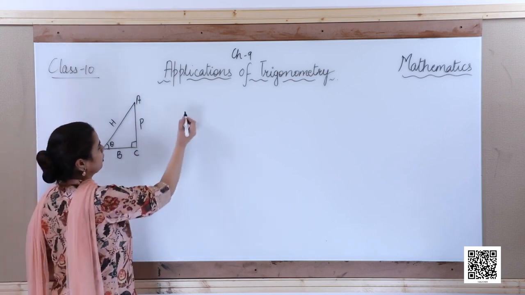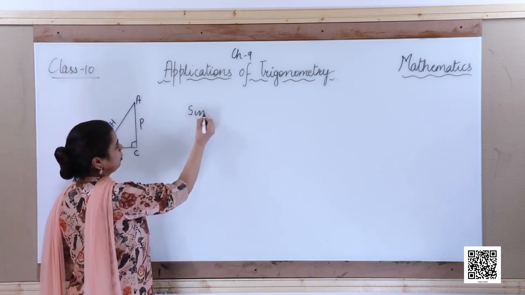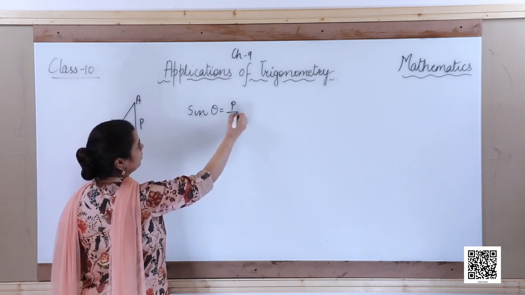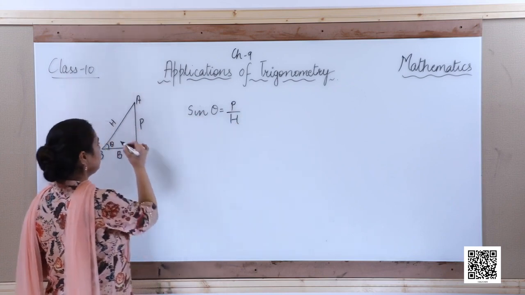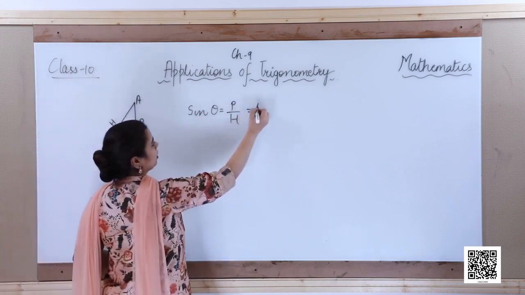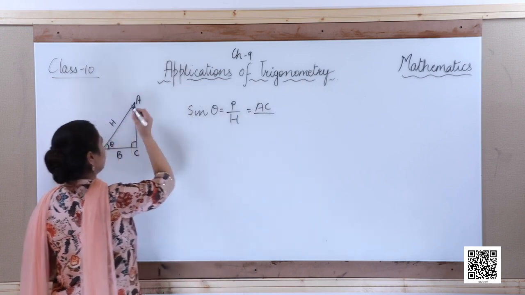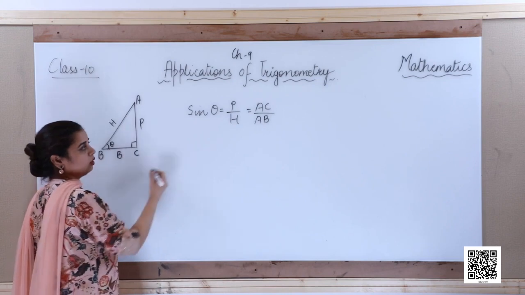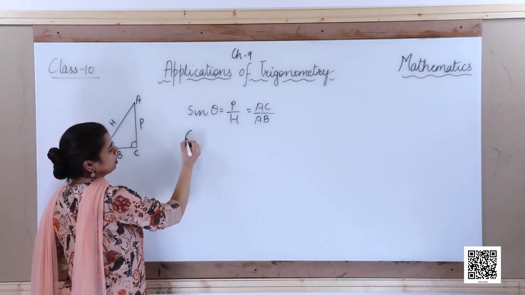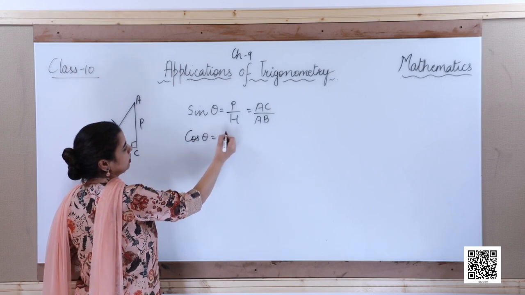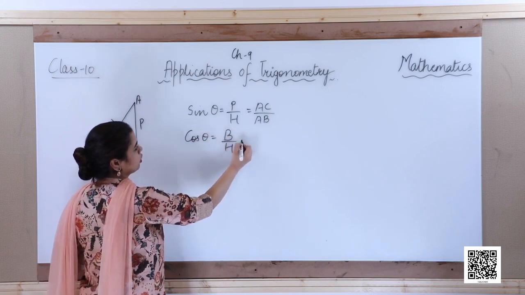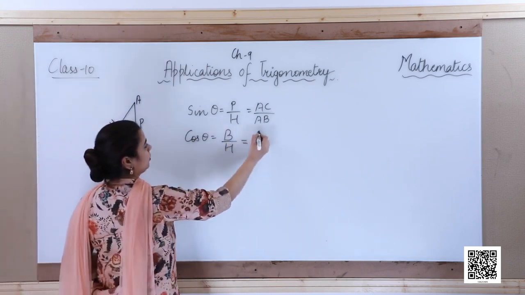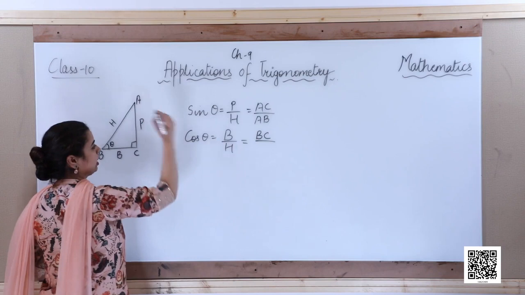So which are the trigonometric ratios? First ratio that we did was sine theta. Sine theta is defined as perpendicular upon hypotenuse. So here the perpendicular is AC upon hypotenuse is AB. So sine theta is equal to AC upon AB in this triangle, or perpendicular upon hypotenuse. So cos theta, it is defined as base upon hypotenuse. So here in this triangle it is BC upon the hypotenuse, that is AB.